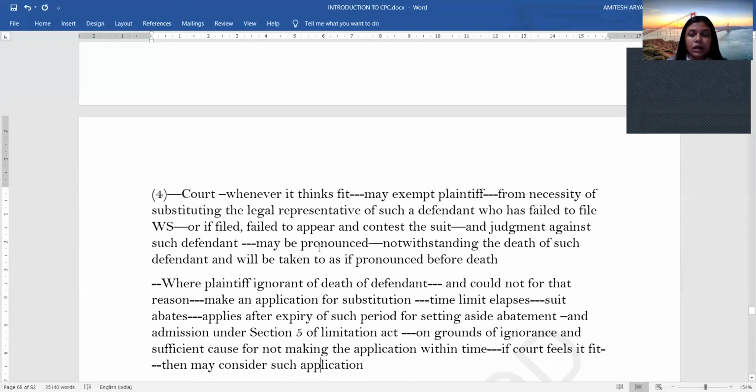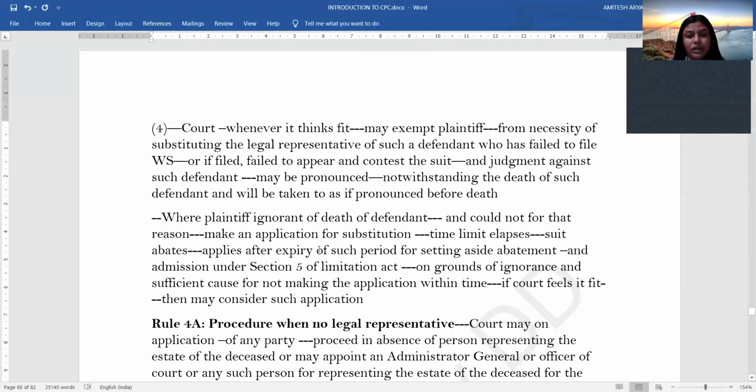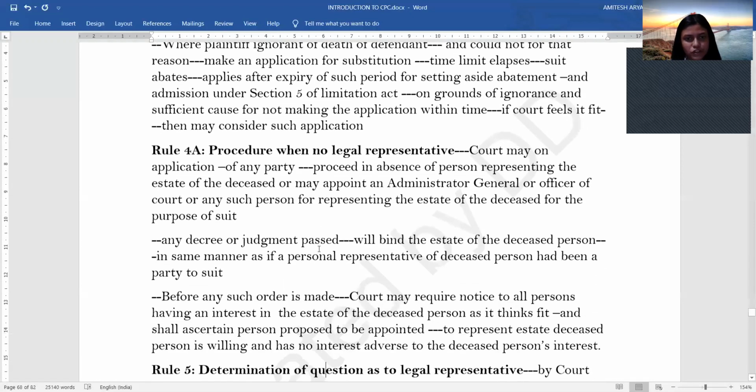Now what happens? The court, whenever it feels fit, can exempt the plaintiff from the necessity of substituting the legal representative of the defendant if that defendant had failed to file the written statement, or he had filed the written statement but he did not appear or contest the suit. Judgment will be pronounced against such a defendant, notwithstanding that the death of such a defendant had taken place, and we deem that such a judgment was pronounced before his death. Now, in a situation where the plaintiff was only ignorant that the defendant has died, and for that reason could not make an application for substitution, the time limit has gone and the suit has abated, then he may apply under Section 5 of the Limitation Act that he did not know, and he had sufficient reasons why he could not make the application in time, and if the court feels so, it may consider such an application.